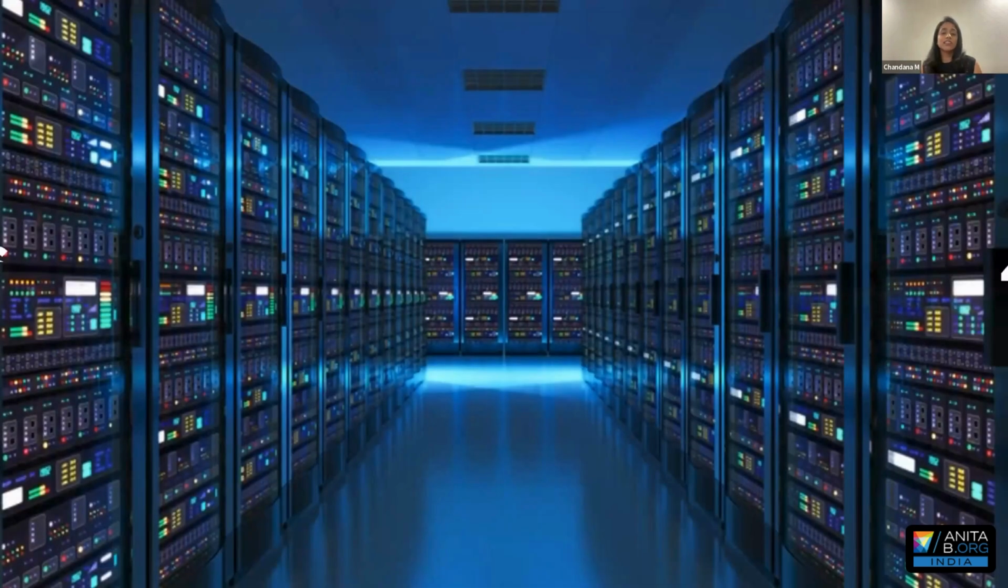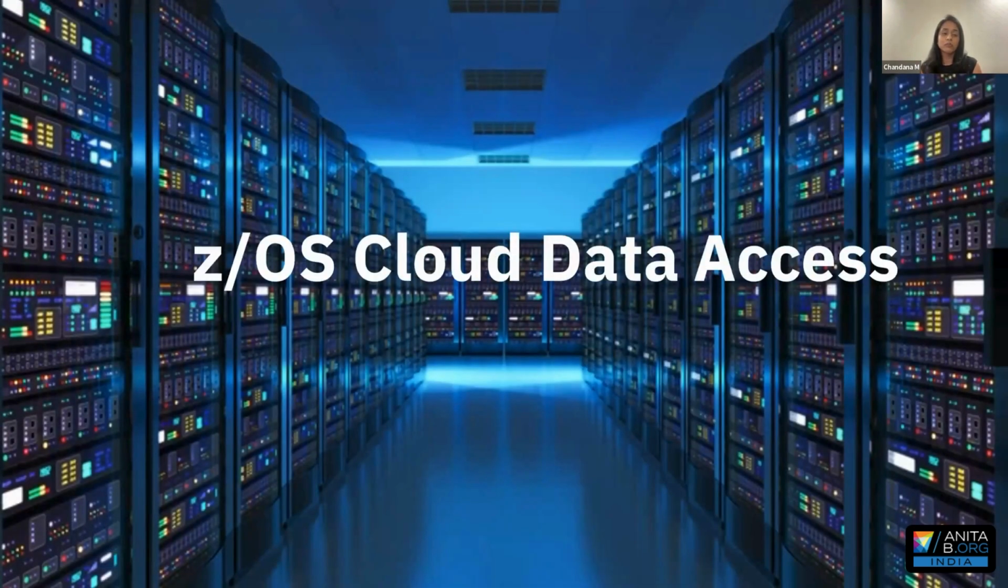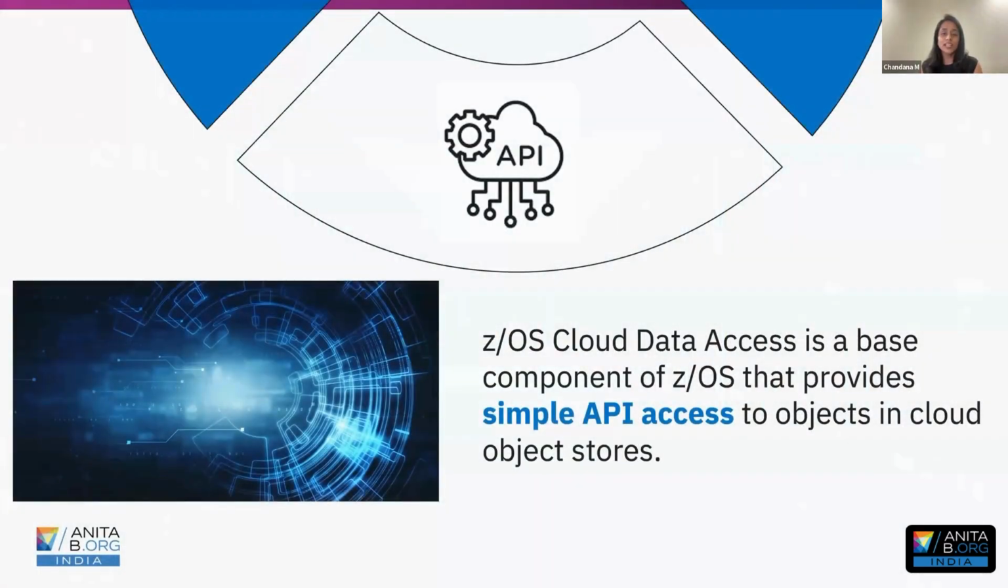Now that we understand the different types of data that are stored, from structured to unstructured, it's very clear that we need a secure and efficient way to transfer data from the mainframe to the cloud as well. That's where z/OS Cloud Data Access comes into the picture. z/OS Cloud Data Access gives easier and simpler API access to objects, where you can just use API access to authenticate and communicate with the cloud.